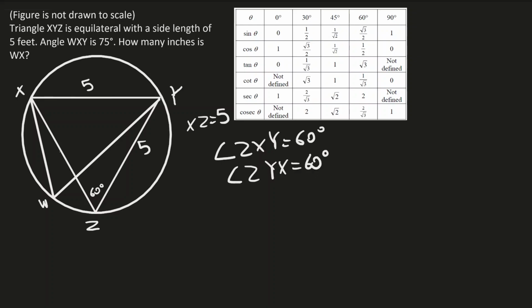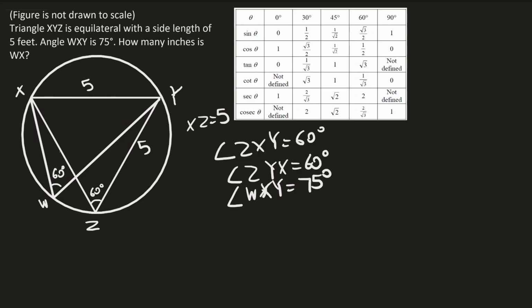So in that case we write it down, angle WXY equals 75 degrees. How many inches is WX? So here's what I notice. I notice that angle XWY and angle XZY both form the same arc XY. And if two angles form the same exact arc, that means the angles are congruent. So XWY and XZY are equal. And since XZY is 60, that means XWY is also 60.